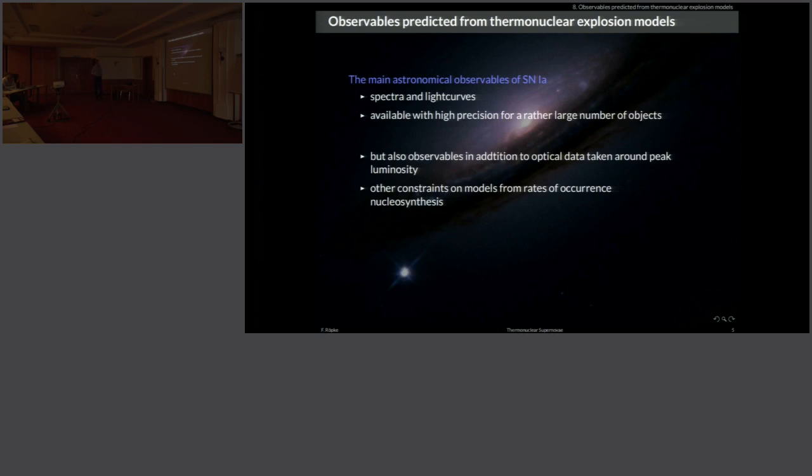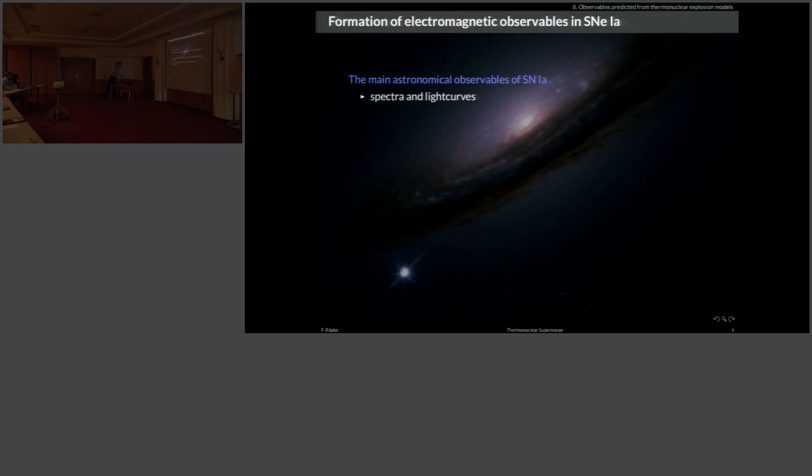Other constraints on models come from rates of occurrence of these objects. So we would make predictions from progenitor models of how often we expect these objects to go off as a thermonuclear supernova, and can compare this to the observed rate of Type Ia supernovae. And then, of course, our models predict specific nucleosynthesis, and this can be compared to observations of, say, meteoritic abundances in the solar system, or abundances in stars from spectral measurements. And this is actually something we can also get information on.